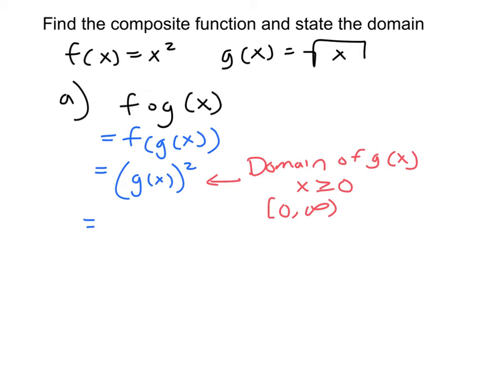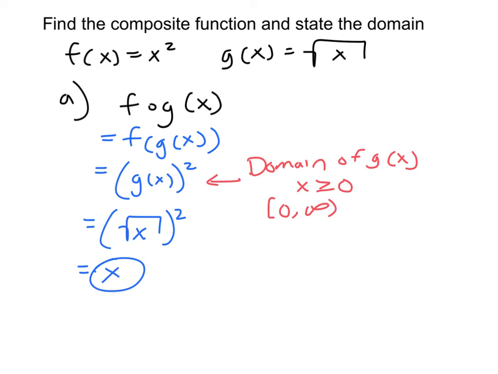So we're going to plug in something into g of x that's in the domain of g of x. So now I'm going to have square root of x, squared. I just plugged in g of x; g of x is the square root of x. Now the square root of x, and then it's squared, these two cancel. So the answer is x.